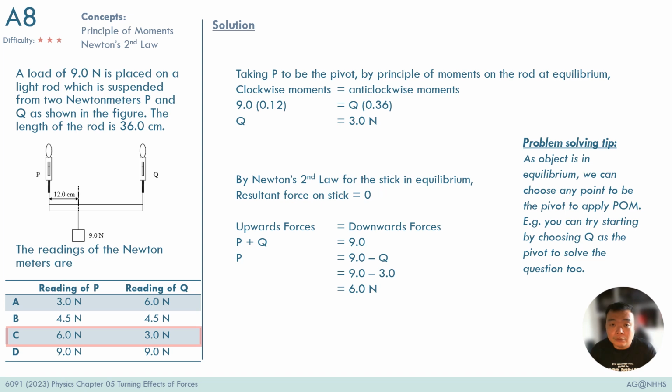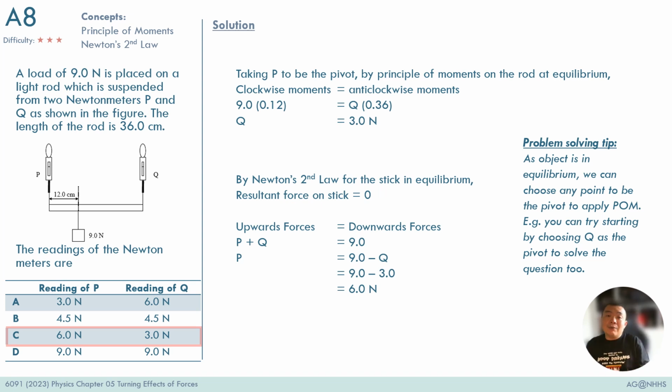Now, you should try this if you are doing this for the first time. I've written it on the screen also. Try choosing Q as the pivot point, the rightmost part of the beam, and apply POM like how I've done it. You will immediately get the value of P using your POM equation, and then follow through by using Newton's second law, and you can get the two answers similar to mine, even if you start the question by choosing Q as a pivot point. So do try that and you will be able to see what I mean.